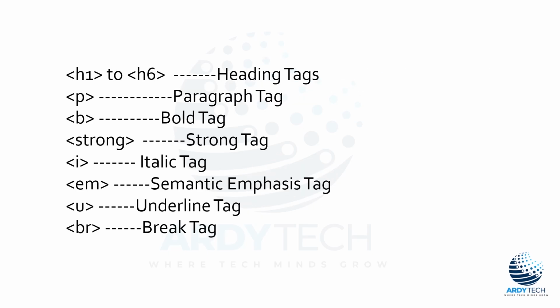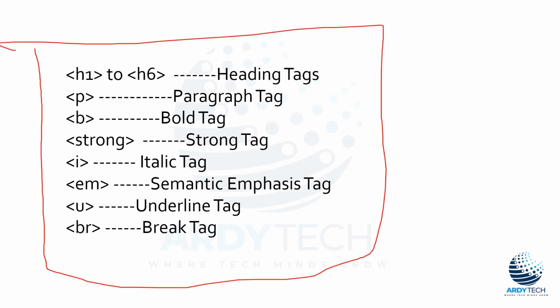And of course, when we talk about text formatting tags, they are categorized in all these forms. We have the heading tags, which can be categorized from heading 1 to heading 6. We have the paragraph tag, the bold tag, the strong tag, the italic tag, the semantic emphasis tag, the underline tag, and the break tag.